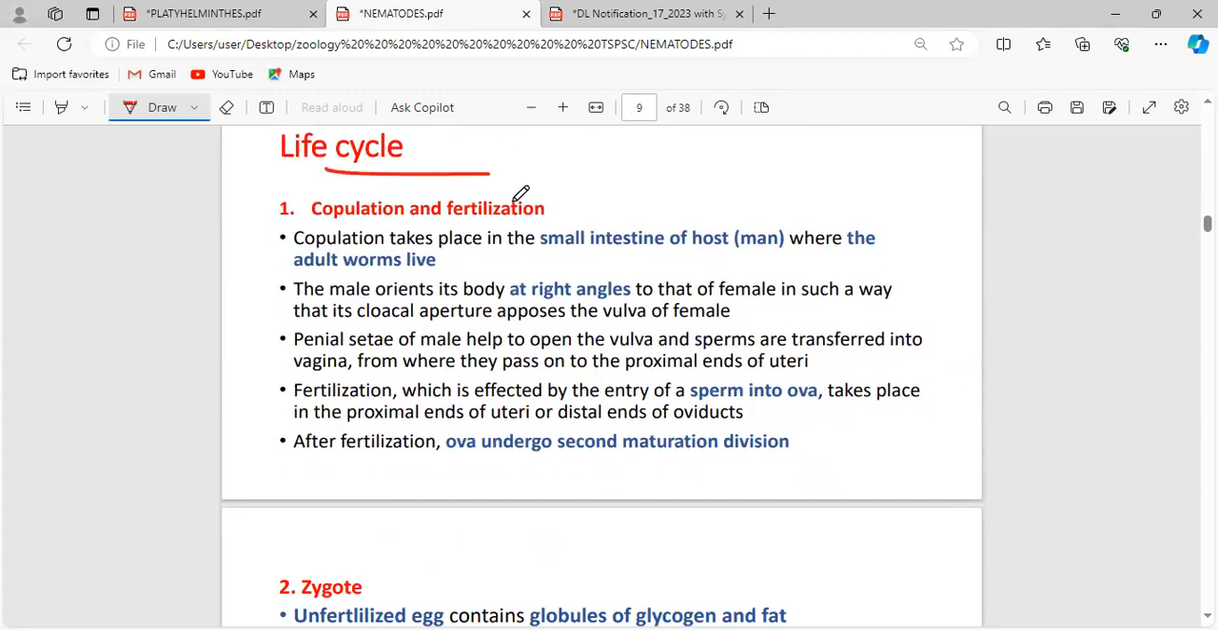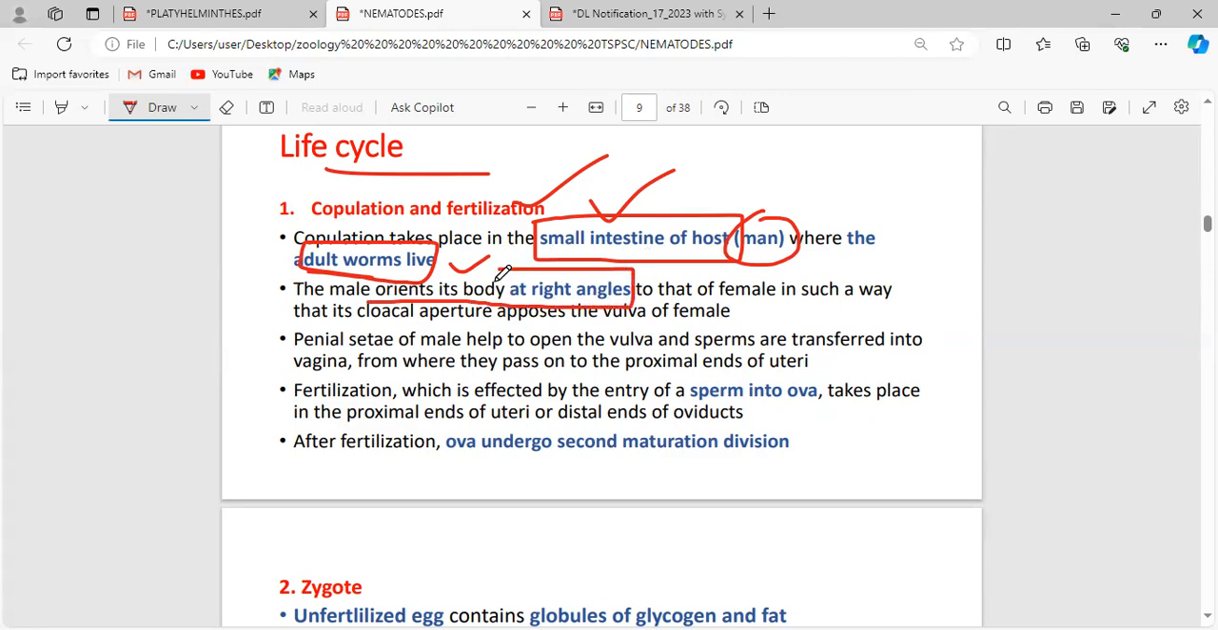First, copulation and fertilization. Definitely, it is going to take place in the small intestine of the host. That is man. Man is their host, where the adult forms live. So the place where the Ascaris will inhabit is the small intestine of the man. The male orients its body at right angles to that of the female for copulation to happen.